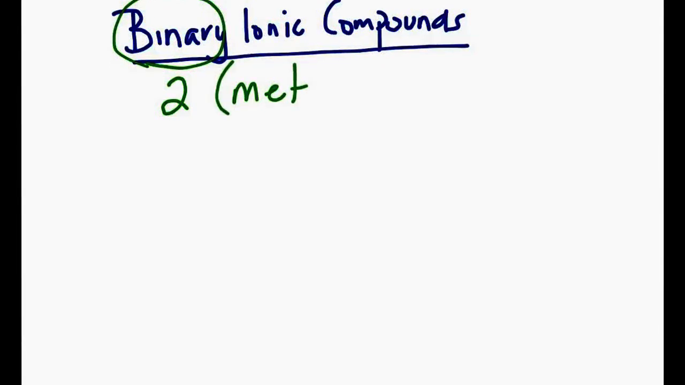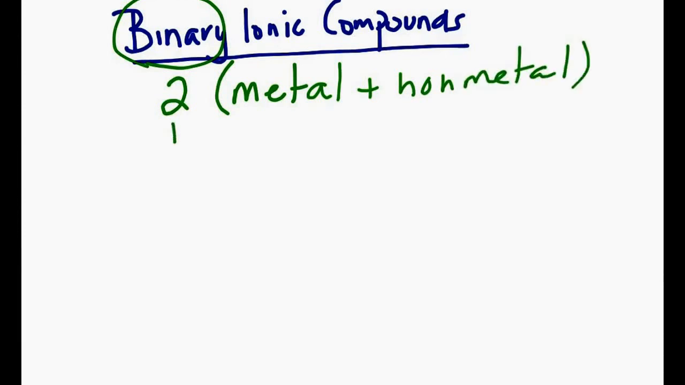Naming binary ionic compounds. Binary ionic compounds are simple compounds because they only contain two elements. That's what binary means. So this means two. An ionic means that we have a metal and a nonmetal. So there's two elements only, and one is a metal, one is a nonmetal.